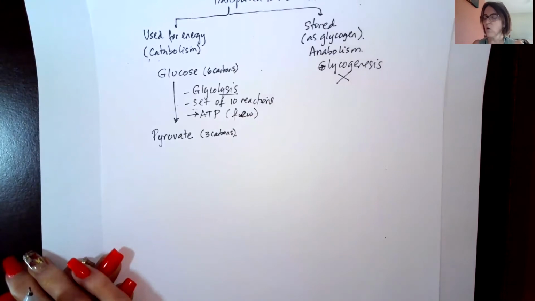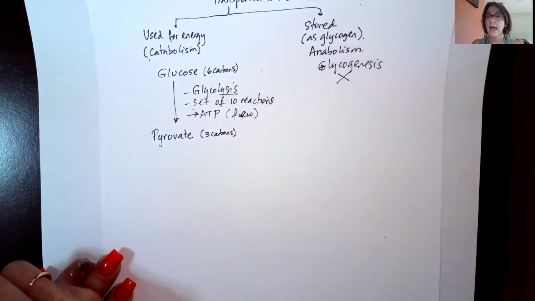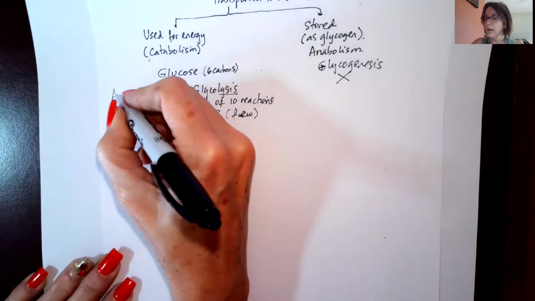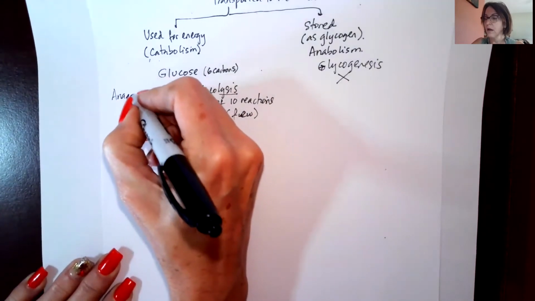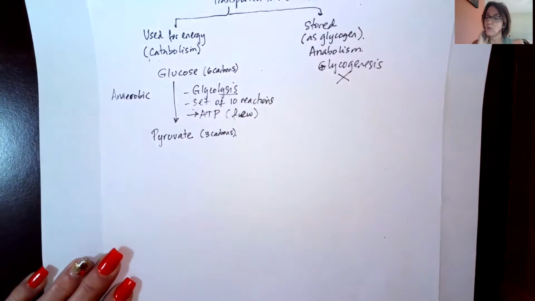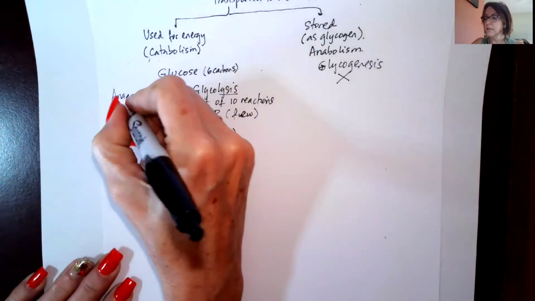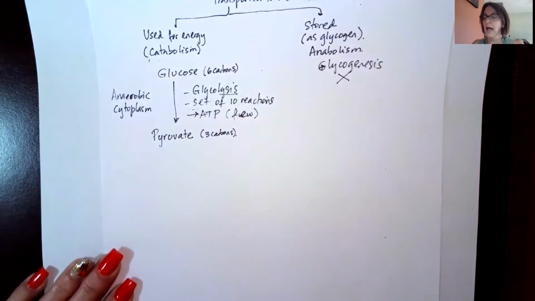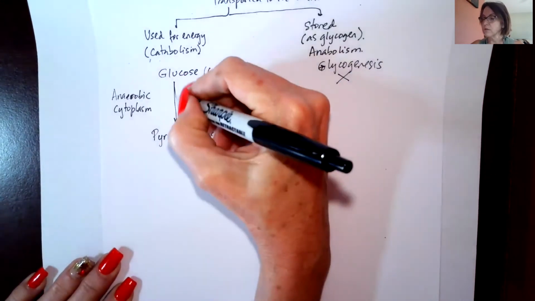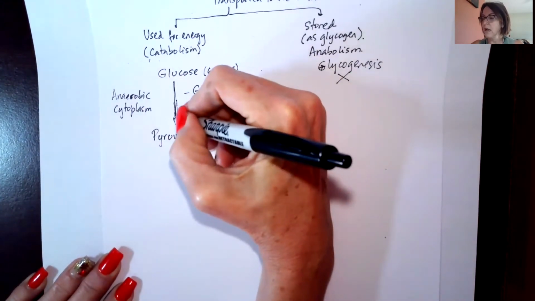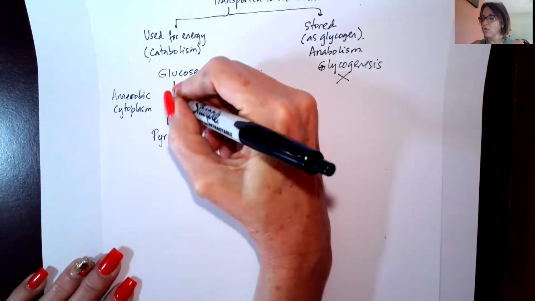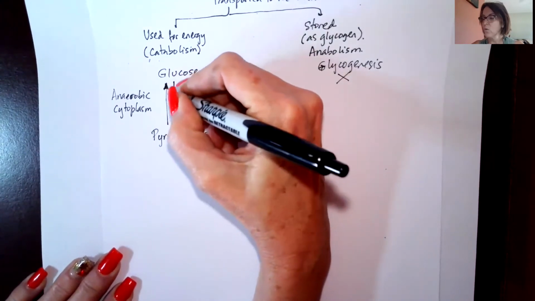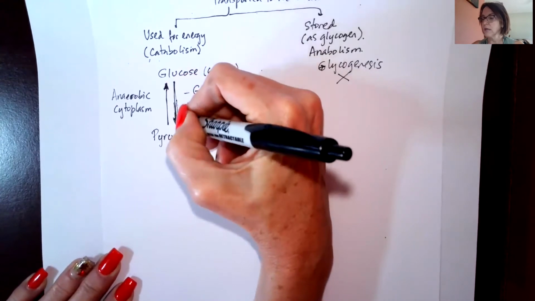This process, glycolysis, is also anaerobic. It means we do not use oxygen in this process. It happens in the cytoplasm of the cell and is reversible. So if we get pyruvate from some other sources, we can use it to synthesize glucose.